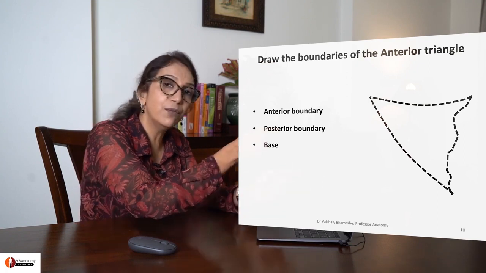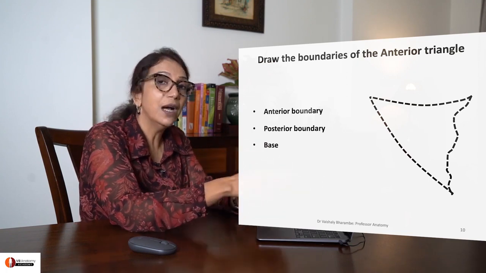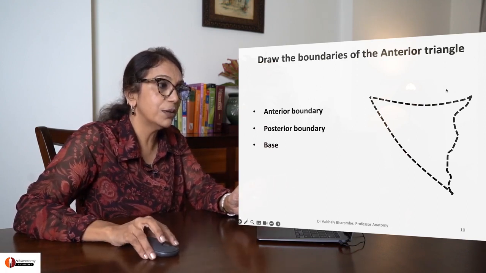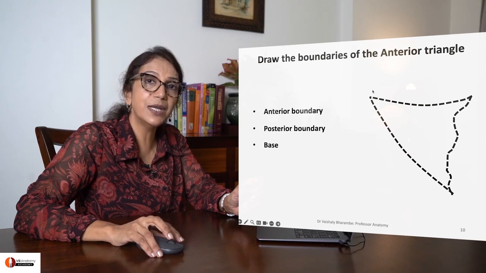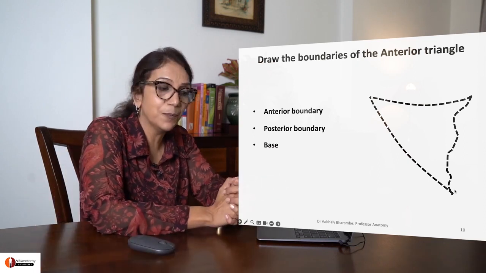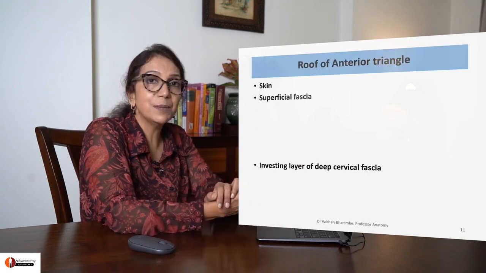If you want to write what is forming which boundary, you can write the sternocleidomastoid here. You can write the mandible and imaginary line here. You can write the midline structures there. That's up to you. Now let's go to the next image.